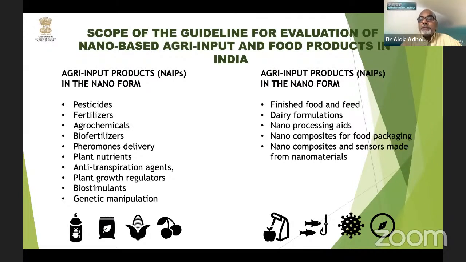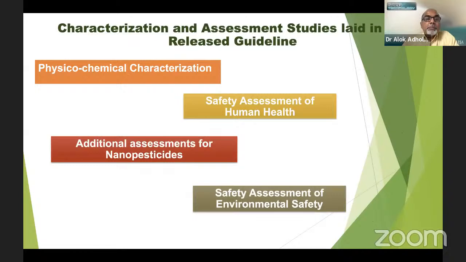And besides this, in the food sector: finished food and feed, dairy formulations, nano processing aids, nano composites for food packaging and preservation, and nano composites and sensors made from nanomaterials. So while we developed this policy document, we considered that these products and these technologies will be there, and considering them, these guidelines were developed.